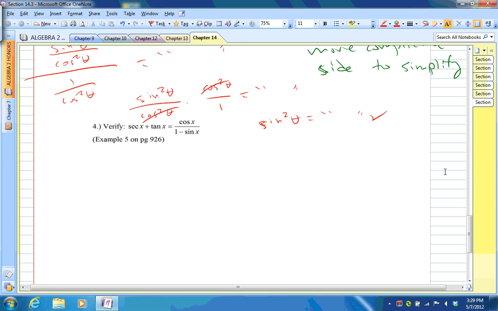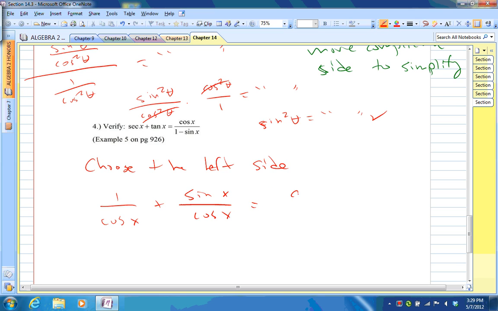Okay. Now, number 4, that one's a little tricky because it's not quite obvious which side is more complicated. Let's choose the left side, though. The reason why I'm choosing the left side is because those don't have sine and cosine. The right side does. So that's 1 over cosine theta. And that's, actually, we'll just use x. And sine x over cos x. Then I get 1 plus sine x over cos x equals that.